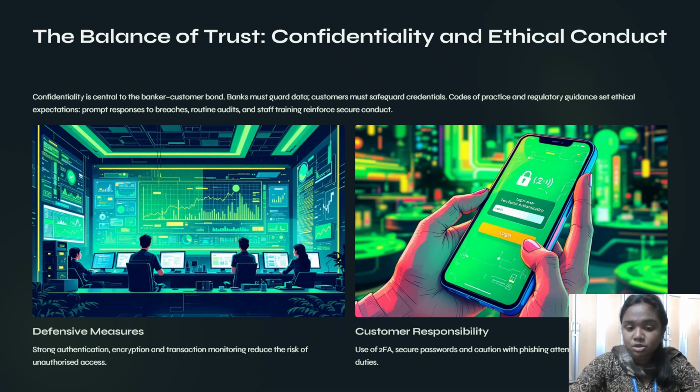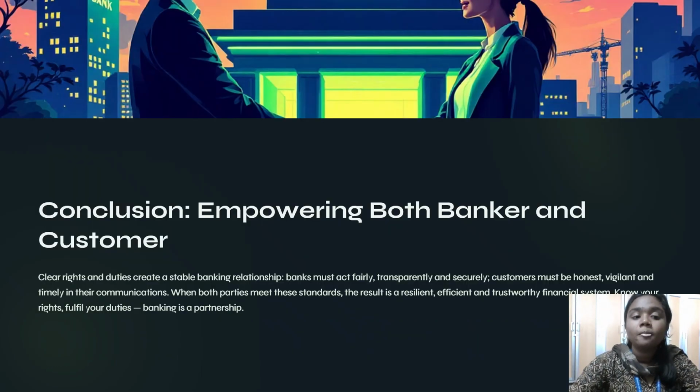Next, customer responsibility. Customer responsibility means using 2FA, secure passwords, and caution with phishing, whereby they can prevent fraud. This fraud prevention is known as the customer's responsibility. Customers have to take responsibility for their own bank transactions.